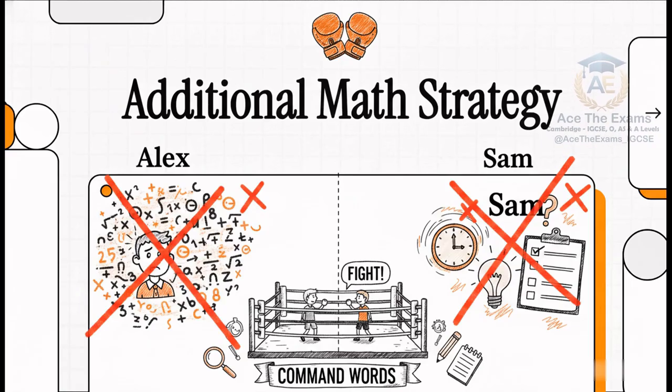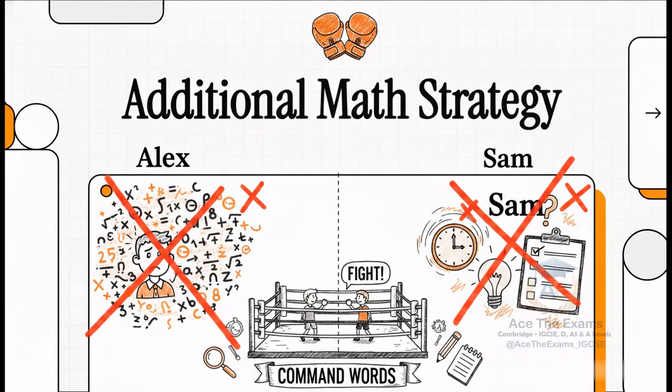On the left corner, we have Alex. Now, Alex is a hard worker, no doubt about it. But Alex's approach? It's like throwing wild punches. Alex overloads the answers with raw, unfiltered mathematical facts, listing everything under the sun, but completely lacks structured analysis. There's no strategy. And in the right corner, we have Sam.